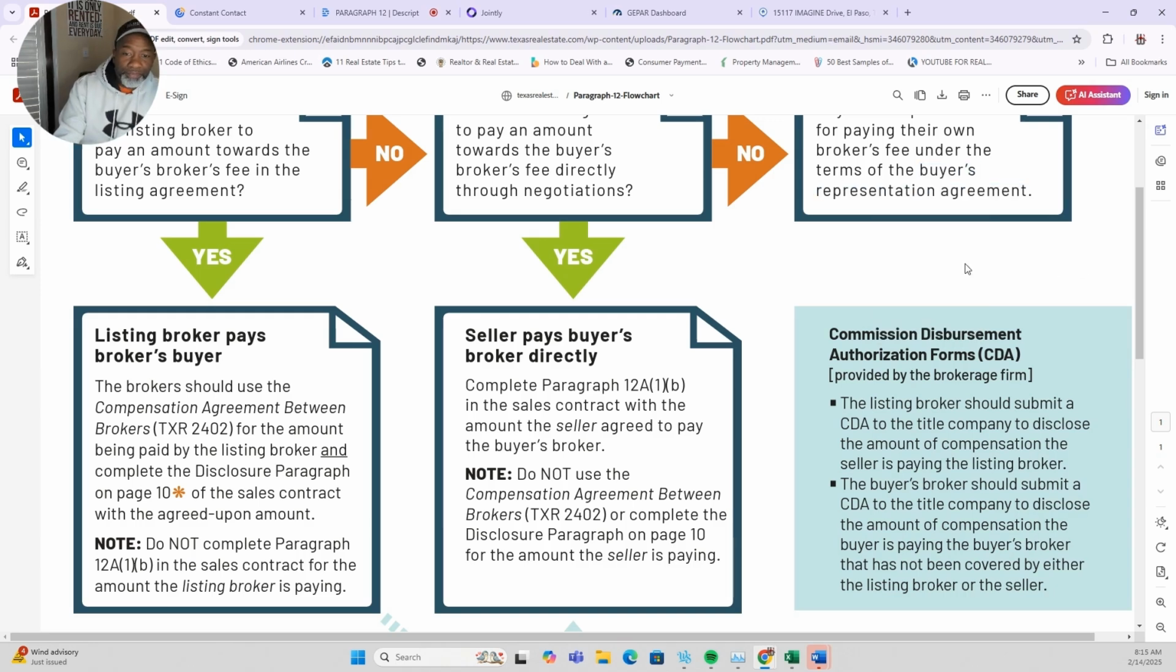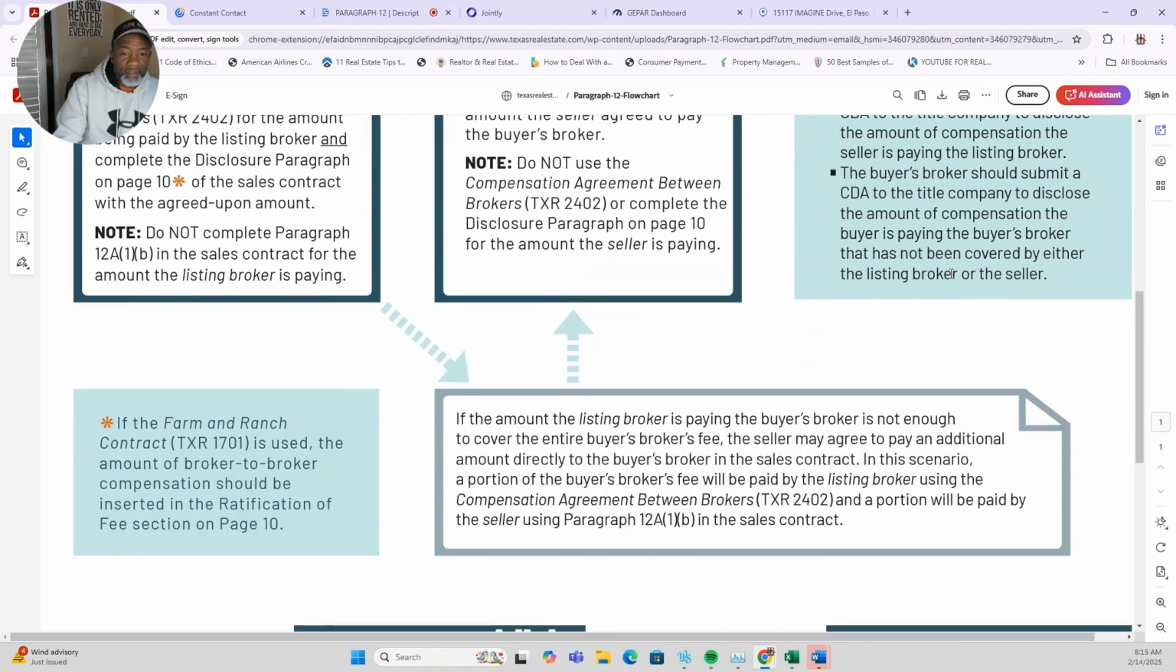Now, let's say that if the amount the listing broker is paying the buyer's broker is not enough to cover the entire broker's fee, okay? The seller may agree to pay an additional amount directly to the buyer's broker. In this scenario, a portion of the buyer's broker fee will be paid by the listing broker using the compensation agreement between brokers, the 2402, and a portion would be paid by the seller in paragraph 12A 1B of the sales contract. So you could have a combination of both.